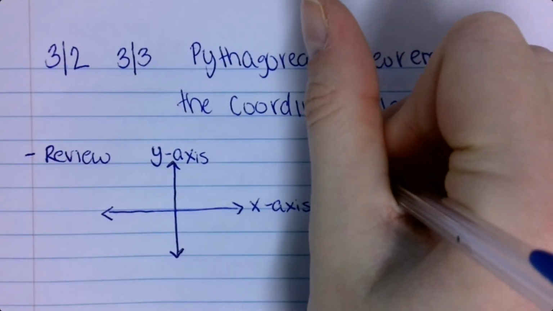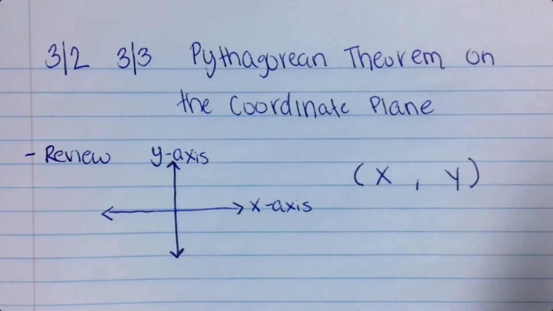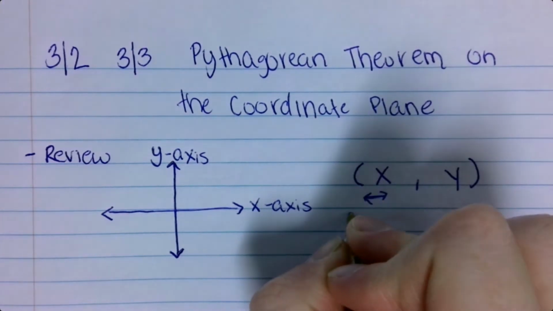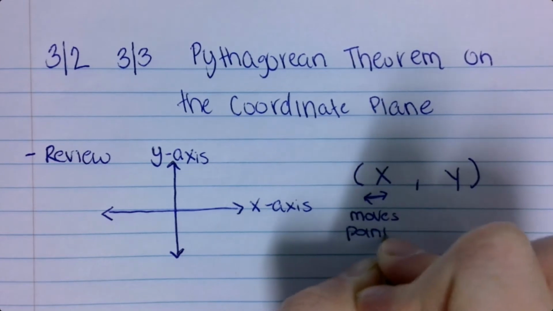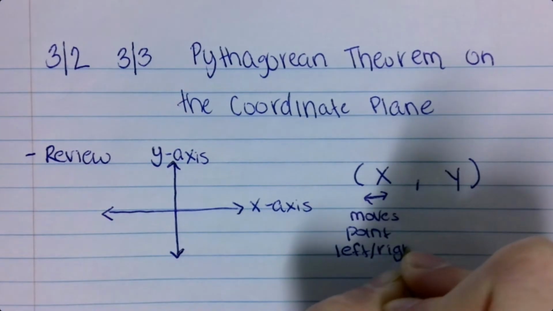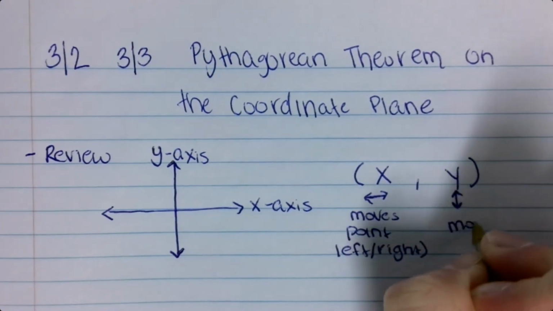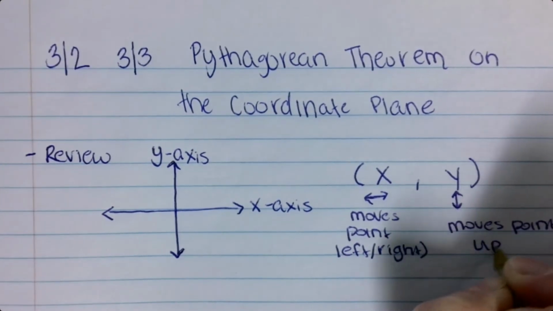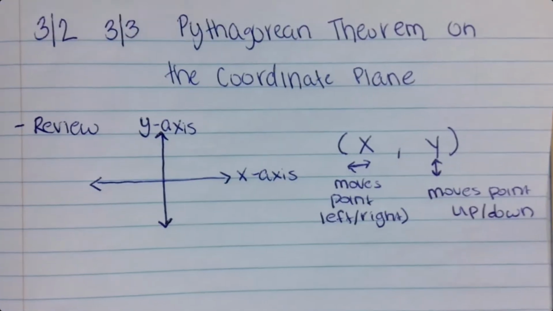And we are going to remind ourselves that we have points x, comma, y. Coordinate pairs are always x, comma, y. X moves the point left and right. Y moves the point up and down.